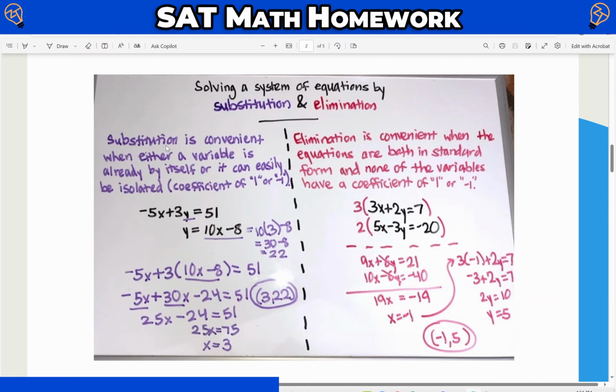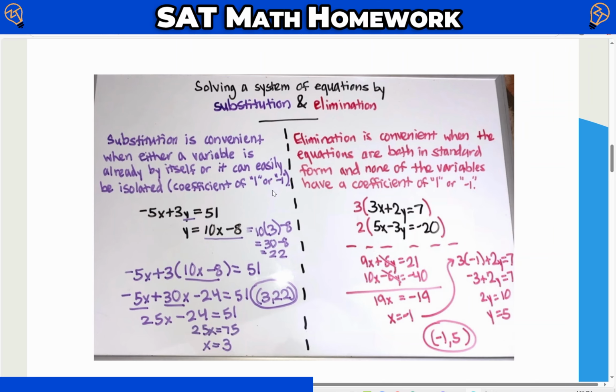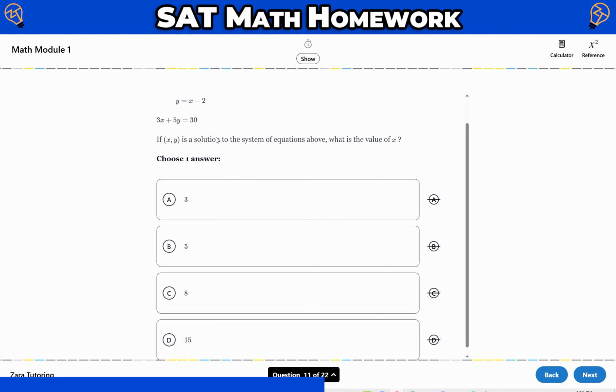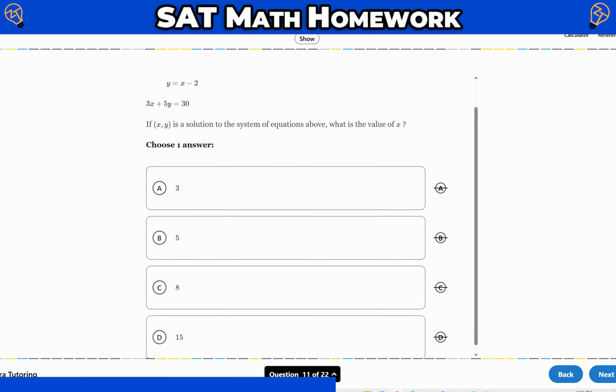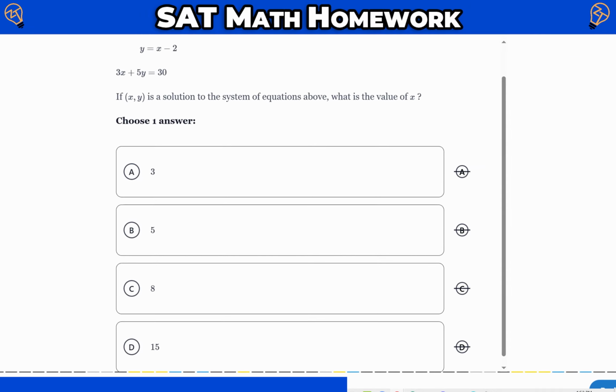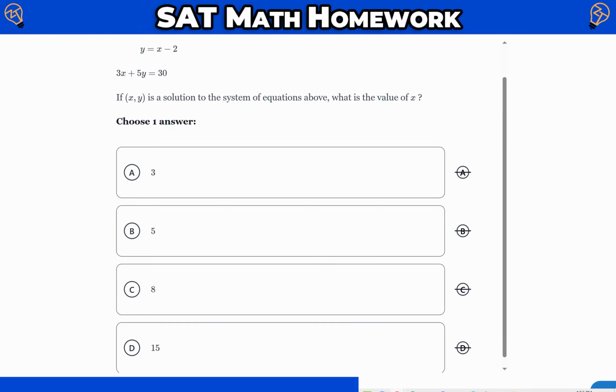Now notice substitution is convenient when either a variable is already by itself or it can easily be isolated. In other words, if a coefficient is 1 or -1. And we currently do have that right here. So notice in that top equation, y is already isolated. So what we're going to do is take the fact that y is equal to x minus 2, and in the other equation, wherever there's a y, we're going to replace it with x minus 2. Now you have one equation, one unknown, instead of two equations, two unknowns.